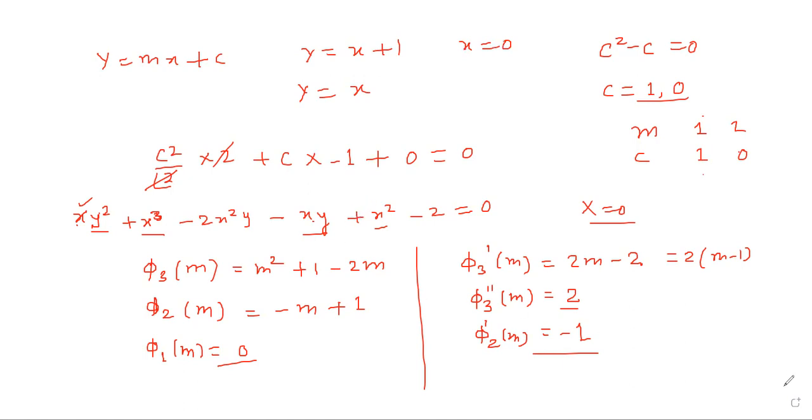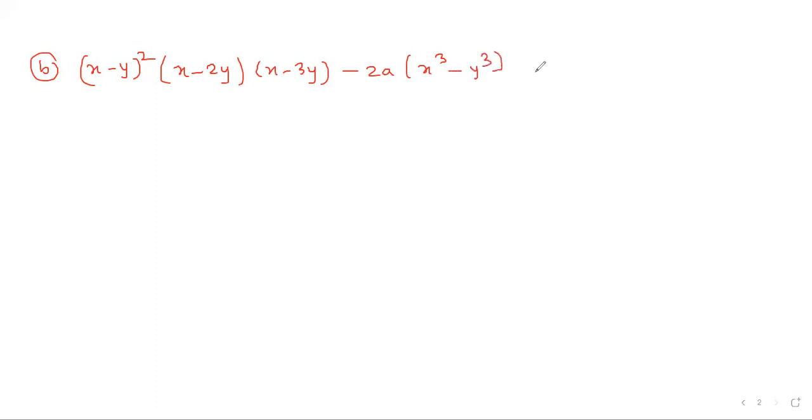Let's take another question. We are given the question (x minus y) whole square times (x minus 2y) times (x minus 3y) minus 2a times (x cubed minus y cubed) minus 2a square times (x minus 2y) times (x plus y) equal to 0. We have to find out all asymptotes.